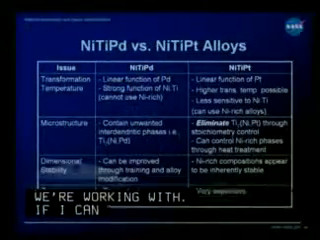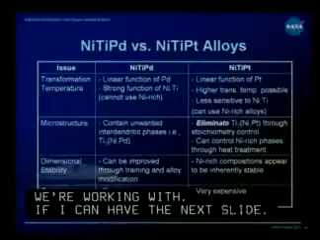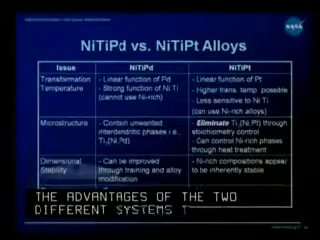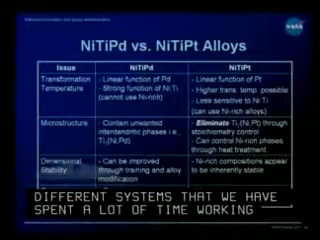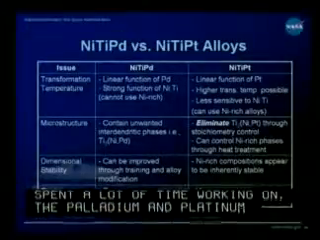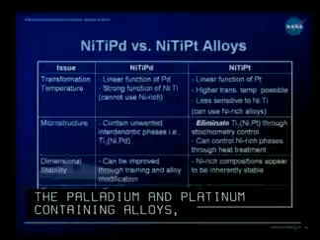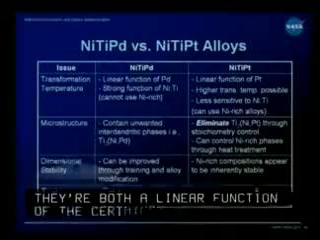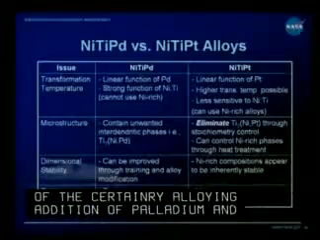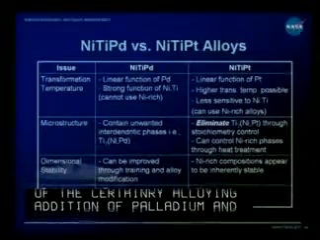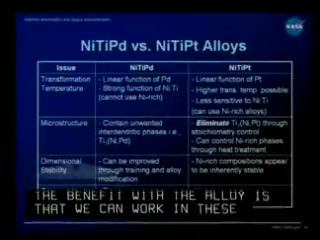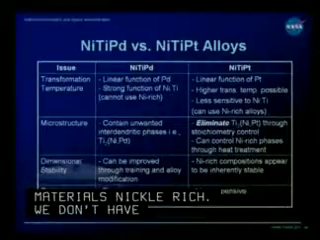This is just a summary then of the advantages of the two different systems that we've spent a lot of time working on, the palladium and the platinum containing alloys. Transformation temperatures, they're both a linear function of the ternary alloying addition, the palladium and platinum. However, the benefit with the nickel-titanium-platinum alloy is that we can work in these materials nickel-rich. We don't have the stoichiometry limitation. That frees us up to do things with the microstructure.